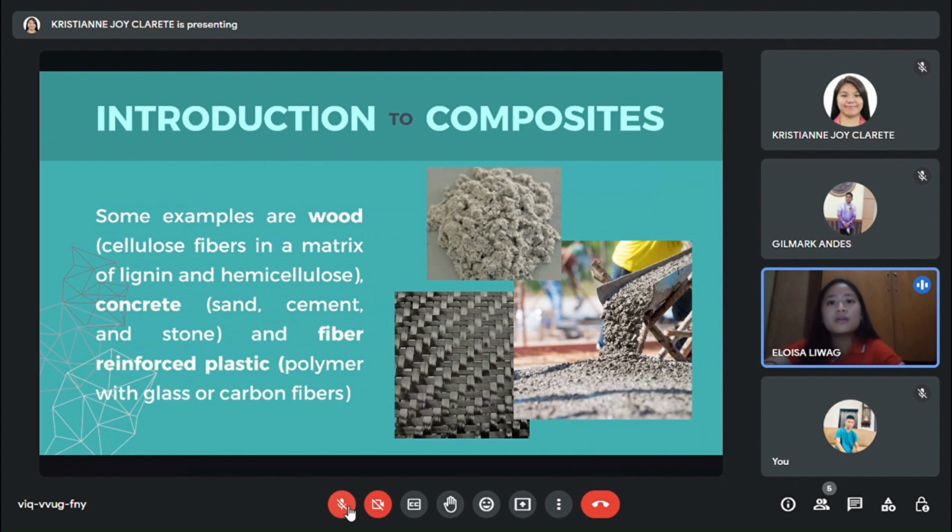Then the last one is yung fiber reinforced plastic or polymer with glass or carbon fibers. So dito naman, it is made by polymer. The fiber is usually glass, carbon, and aramid. Yung example naman nito is yung signboard, bridge deck, yung pipeline for gas and sewage. At saka yung mga sports equipment like tennis racket, golf club, at helmets, at yung bow and arrows.